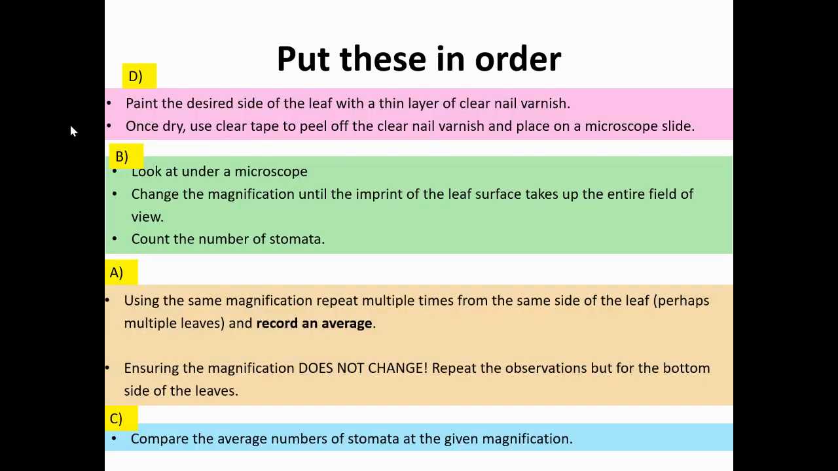Okay, welcome back. Look at this. P first, paint the desired side of the leaf and use clear tape to peel off and put it on a microscope slide. Then B, look at under a microscope, count the number of stomata.